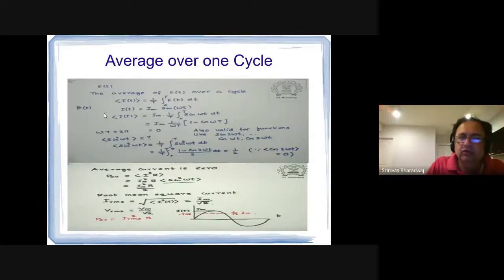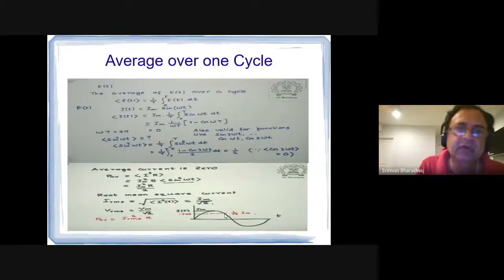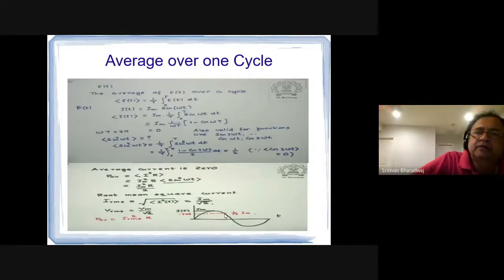Okay, so root mean square is 1 by root 2 times Im. If the peak current is Im, the root mean square current is Im by root 2, which is about 70%, right? And therefore the average power is IRMS squared times R. So these are the two ideas with respect to root mean square and average over one cycle.